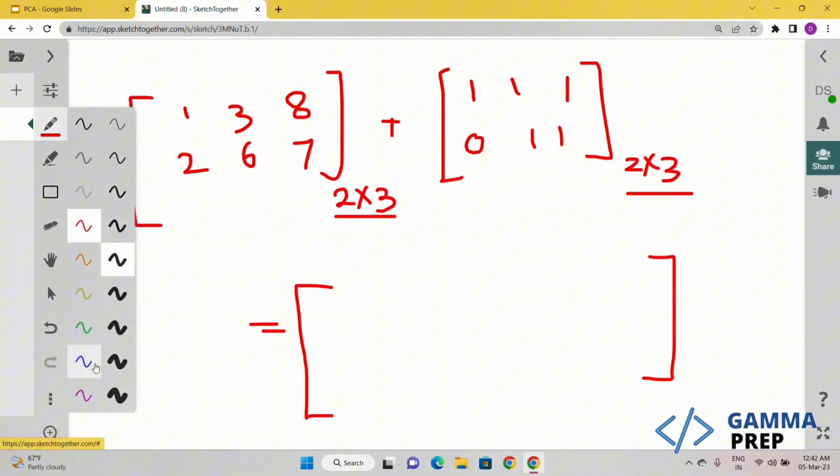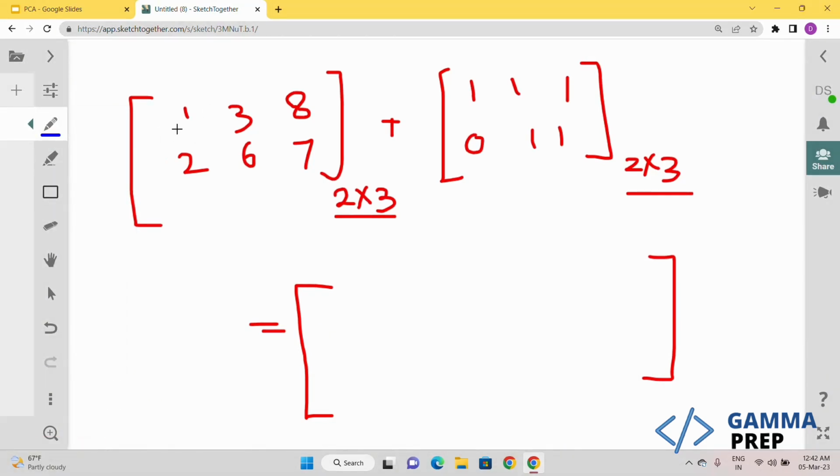Now, when you're adding two matrices, the corresponding elements have to be added. The first row, first column elements are added, so 1 plus 1, and the first row, first column element becomes 2. Then the first row, second column elements, 3 and 1, are added, so 3 plus 1 is 4, the answer for the first row, second column. Similarly, 8 plus 1 gives the first row, third column element, which is 9.